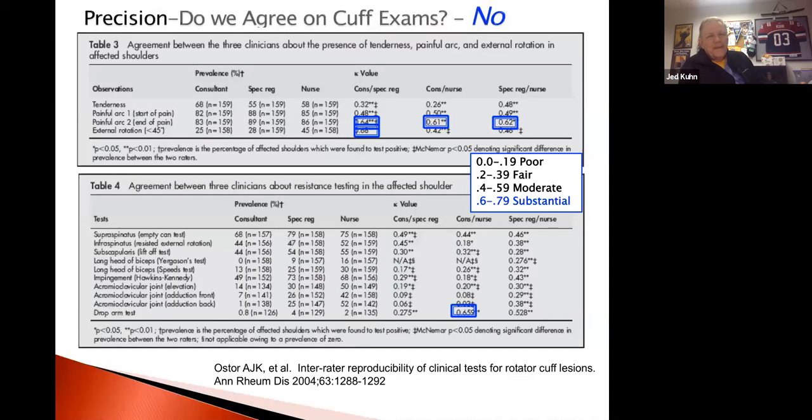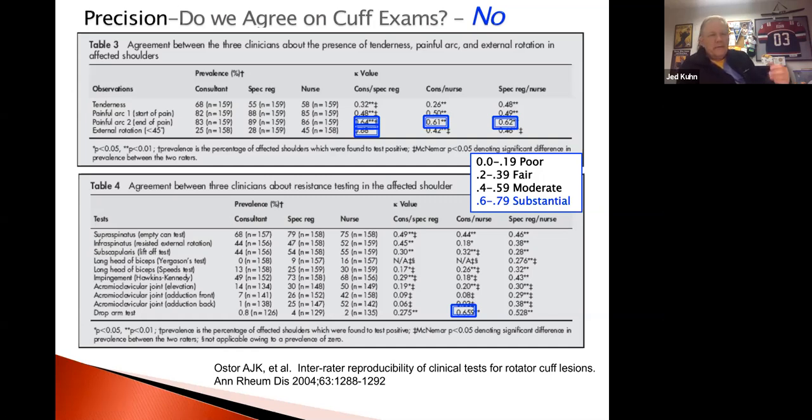Next one. So that's accuracy. What about precision? Well, the problem is we don't really agree. There isn't a lot of data on this, but we don't really agree when we do physical exam tests. This was a study that looked at a consultant, which is like an attending, and then the registrar, which might be a fellow, and then a nurse.